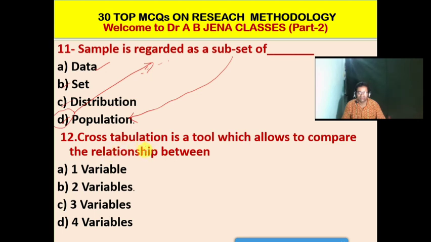So next one MCQ. Cross tabulation is a tool which allows us to compare the relationship between how many variables? A, it's one variable. B, it's two variables. C, it's three variables. D, it's four variables. So friends, so B is the right option for this MCQ. Cross tabulation is a tool which allows us to compare the relationship between two variables. So B is the right option for this MCQ.